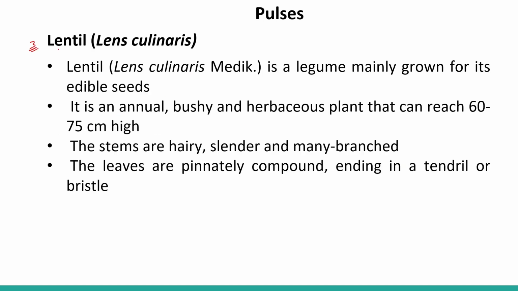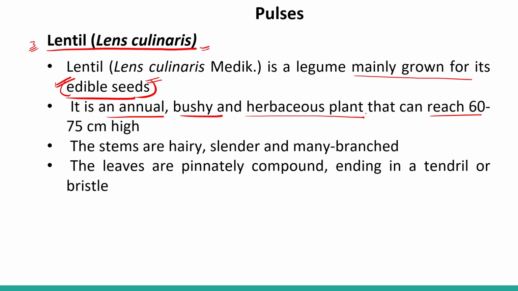Next, the third one is the lentil, that is Lens culinaris. Lentil is a legume mainly grown for its edible seeds. So this particular pulse is grown because of its edible seed. It is an annual, bushy and herbaceous plant. Its height is less than that of Cajanus cajan, right? So it is an annual plant. It is a bushy and herbaceous plant, and it can reach a height of 60 to 75 centimeters.